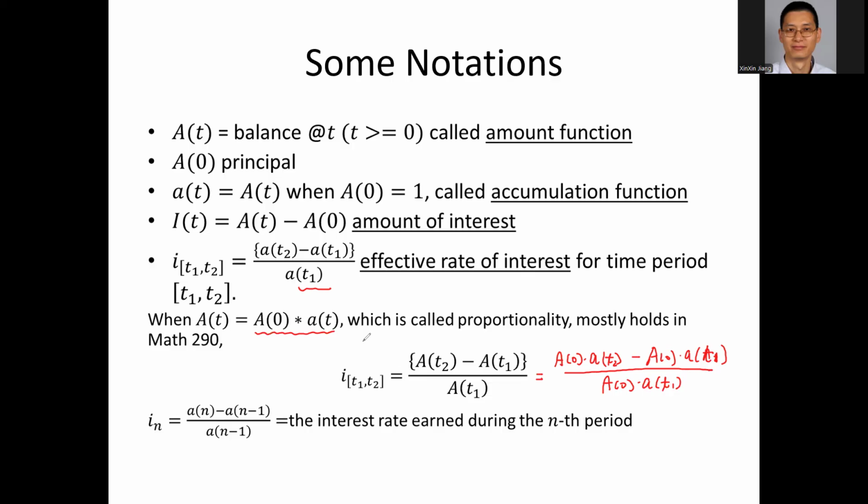When the time periods have the same length, so you would talk about the first period, second period, and so forth, then we can define i sub n, which is the interest rate at time period n, which can be found by a(n) minus a(n minus 1), divided by a(n minus 1). Okay.